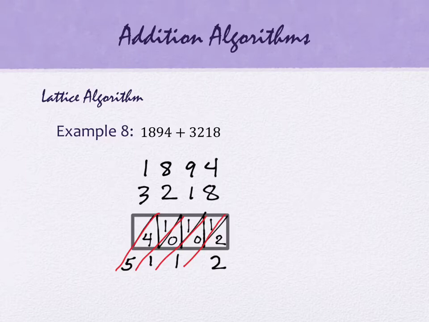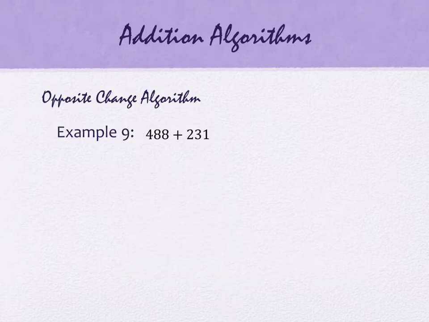The very last one that we're going to look at is called the opposite change algorithm. So the opposite change algorithm's goal is to turn one of these numbers into something with lots of zeros. Right? So, for example, the number 488 is really close to 500, or you could say the number 231 is pretty close to 200. I don't care which one you necessarily use, but your goal is to take one or the other of them and turn it into that nice value that's very close or close-ish, and it's got lots of zeros in it. We're going to do it with our 488.